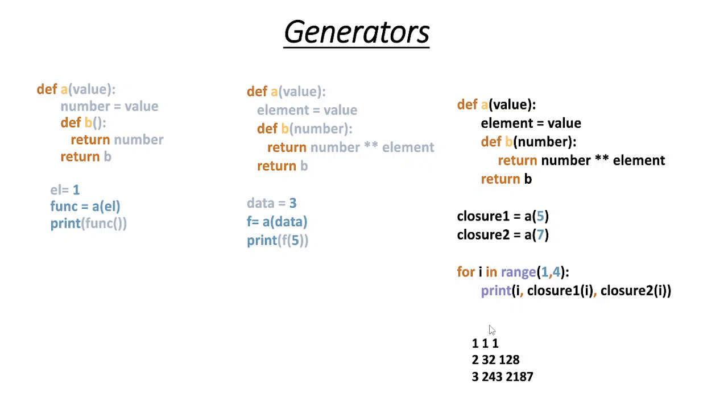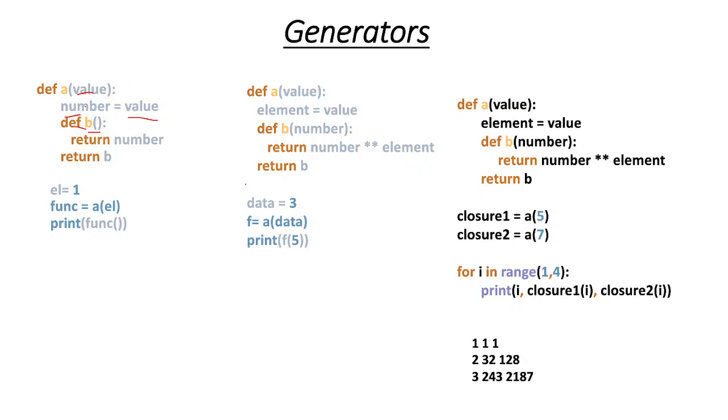First, we have a function called a, and inside the parentheses of our a function, we will have a parameter called value. Then inside our a function, we will create a variable called number to which we will assign our parameter value. Now, as you can see, we have created another function and we have placed it inside our a function, called b. Now, inside the parentheses of our b function, we will have no parameter.